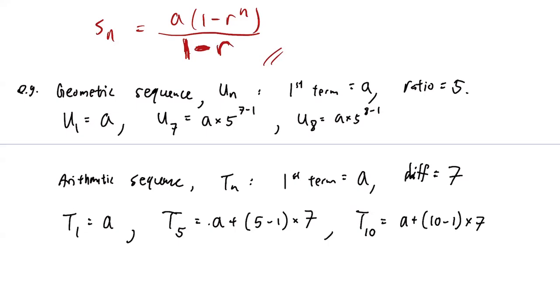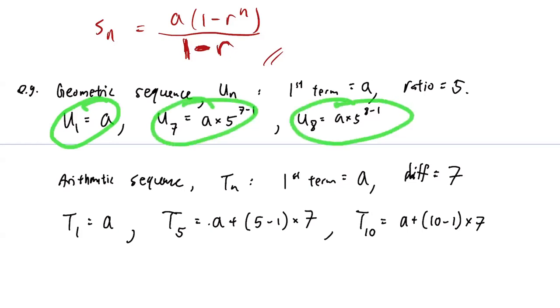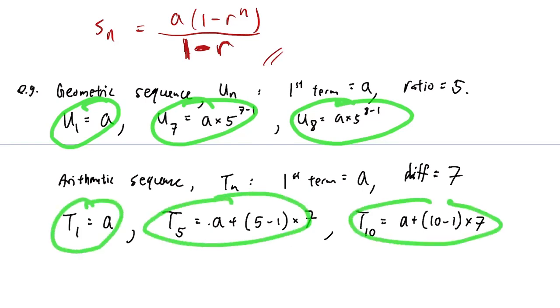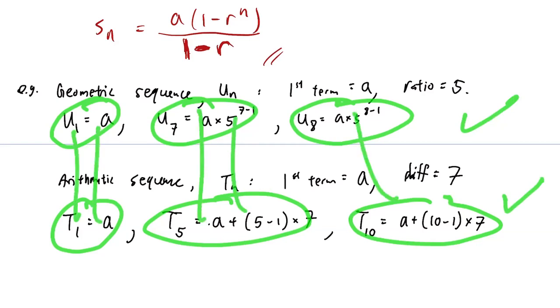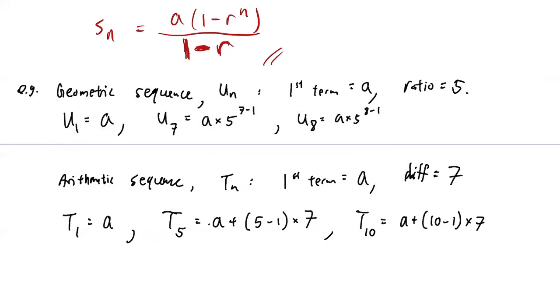If they tell you that the first, 7th, and 8th terms of a geometric sequence are the same respectively as the first, 5th, and 10th terms of an arithmetic sequence, what you're supposed to do is identify those terms, then just equate them. Is this clear? Okay. Then what else do we know about geometric sequence? The ratio, a ratio R, right?